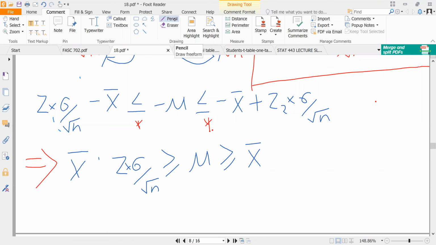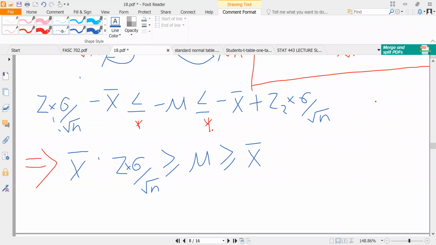Why don't you equate them separately? You can as well do so separately. There is no limitation on how you are going to do this.